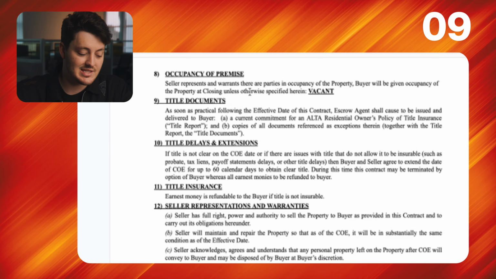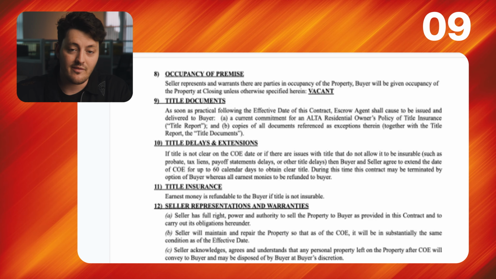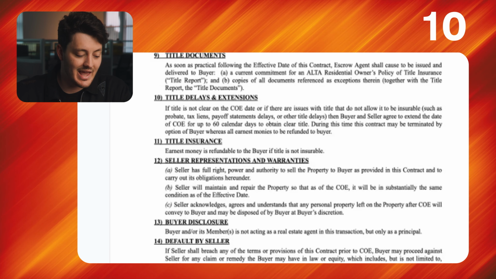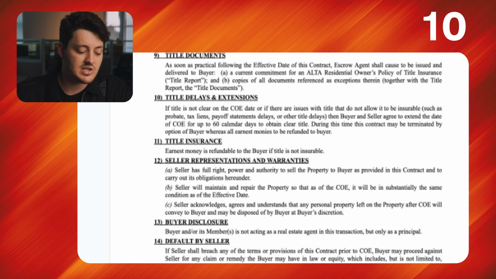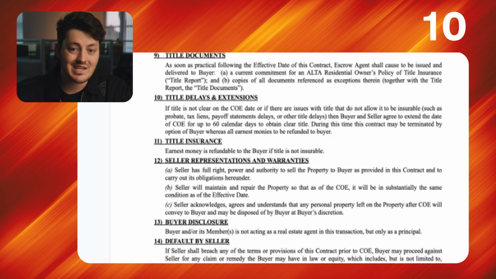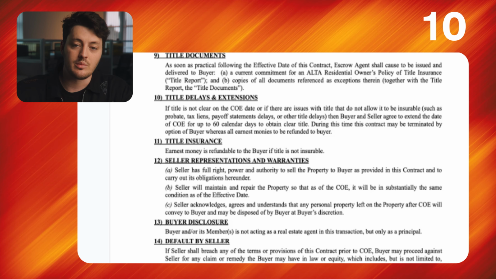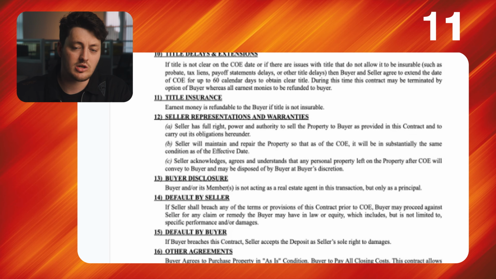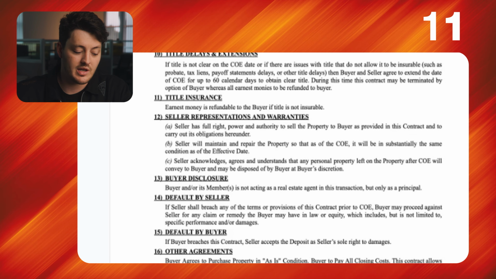Number 9 just states that everybody involved is getting all of the documents that would be provided to title, and everybody gets a copy of their own. Number 10 just states that if there are any delays in title and the title needs work to clear, this is an automatic extension that gives us 60 calendar days to work on that to get the property cleared with title to be able to close on the home. Number 11 just states that if the title is not insurable on the home, the buyer will receive their full earnest money deposit back.